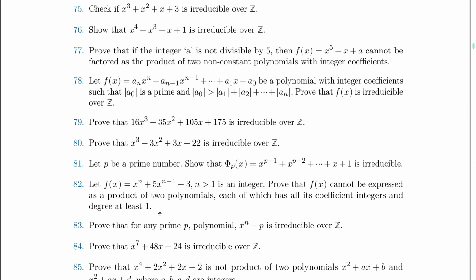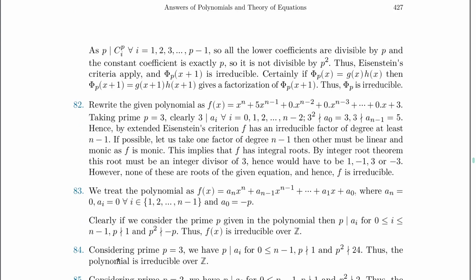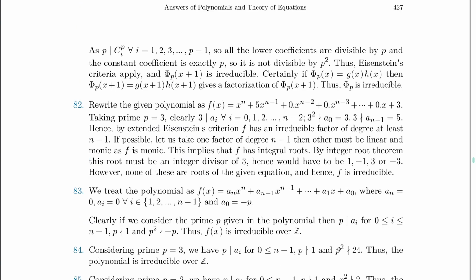So now we move on to question 84. Prove that x to the power 7 plus 48x minus 24 is irreducible over z. So for 84 we consider prime p. Now p divides ai for 0 less than or equal to i less than or equal to n minus 1. There is a typing mistake, 0 up to n minus 1. So if you see, 3 will divide 48, and 3 square does not divide 24. Okay, and p is not 1. So the polynomial is irreducible over z.